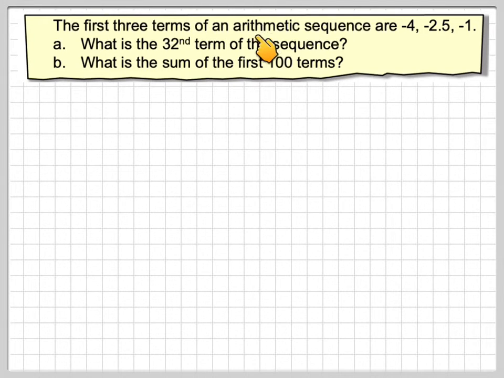The first three terms of an arithmetic sequence are -4, -2.5 and -1. What is the 32nd term of this sequence, and what is the sum of the first 100 terms?